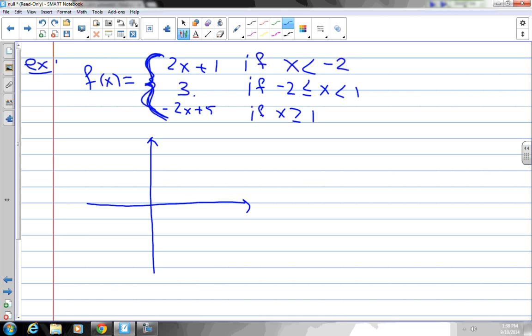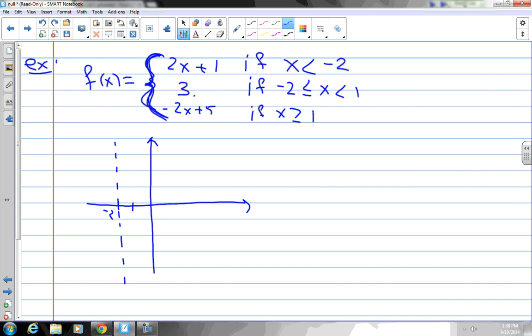Right? So think about this first line, 2x plus 1. It only kicks in before -2. So it's a line of positive slope that stops at this threshold. Do you agree with that? It's going to go all the way here on the left, and then it's going to stop here.